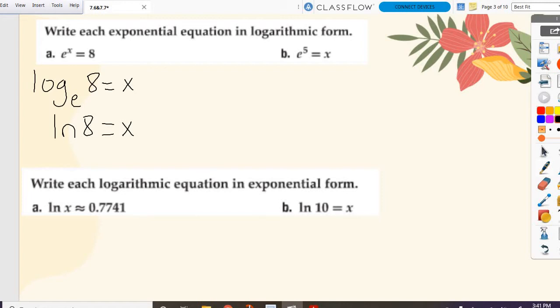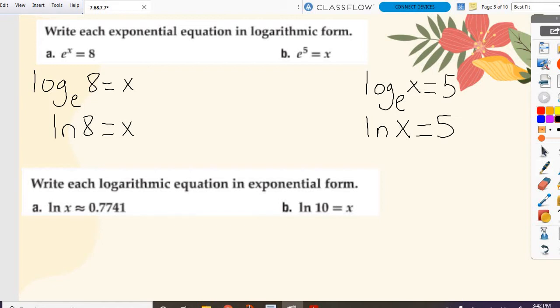And our second, or part B, is going to be very similar. Again, if I were to rewrite it, we would have log base e of x, this time, equals 5. Again, remember logarithms equal exponents. So because 5 is my exponent, it's going to be on the right-hand side of my equation. But again, we want to use our special notation and write the natural log of x equals 5.